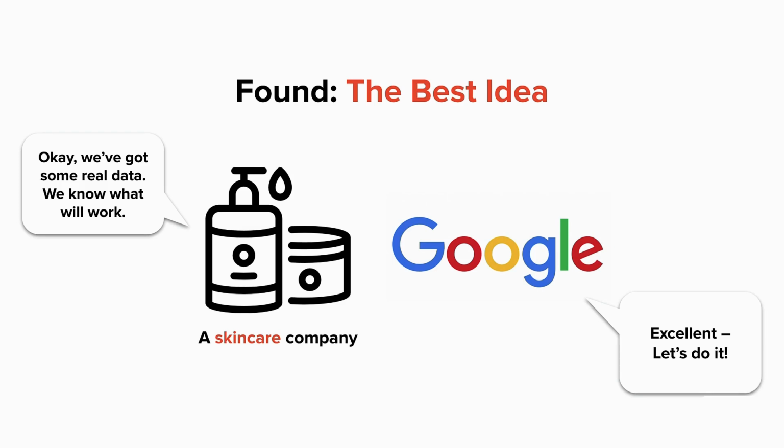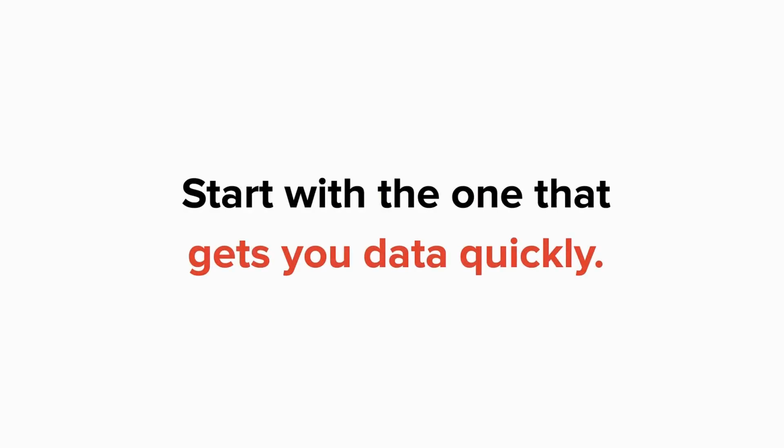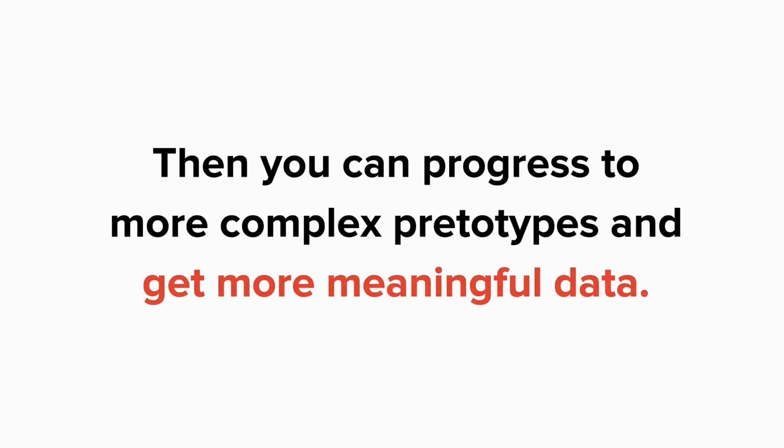So this is a quick illustration of how one idea can be tested in multiple different ways using various different prototyping methods. Like I said in the last lesson, you want to start with the one that will get you the data quickly. In this case, they chose the fake door method. And then you can progress to other methods and run more complex prototypes to get more and more meaningful and targeted data. This allows you to build a case for investment, because by the time you pitch the idea, you have all the information that proves that this will work with customer data.